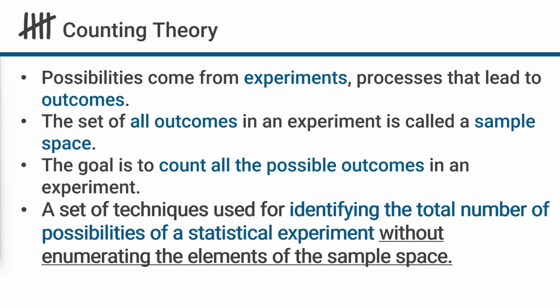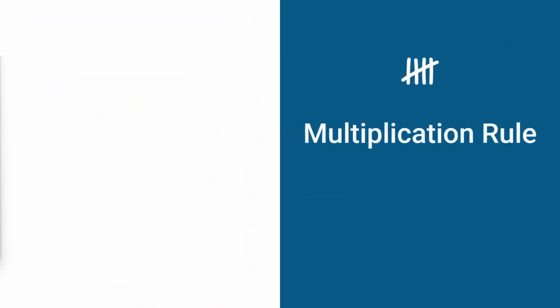Counting theory also refers to the set of techniques used for identifying the total number of possibilities of a statistical experiment without enumerating the elements of the sample space. So this refers to all of the possibilities. This becomes important in statistics mainly because all of the possible results are collected, and this is where we measure probability. So let's go for some examples of what we need to know on counting theory.